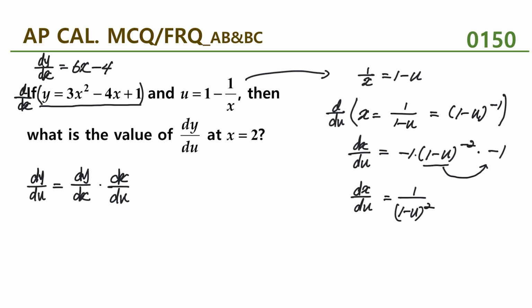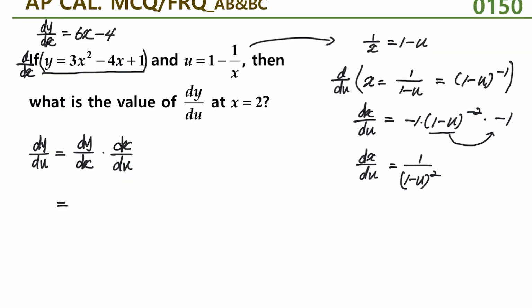Okay, so dy/du is equal to dy/dx times dx/du. Here, dy/dx is 6x minus 4, so 6x minus 4 times dx/du, that's 1 over (1 minus u) squared. And we have to find this derivative when x is equal to 2, so I'm going to substitute 2 for x.